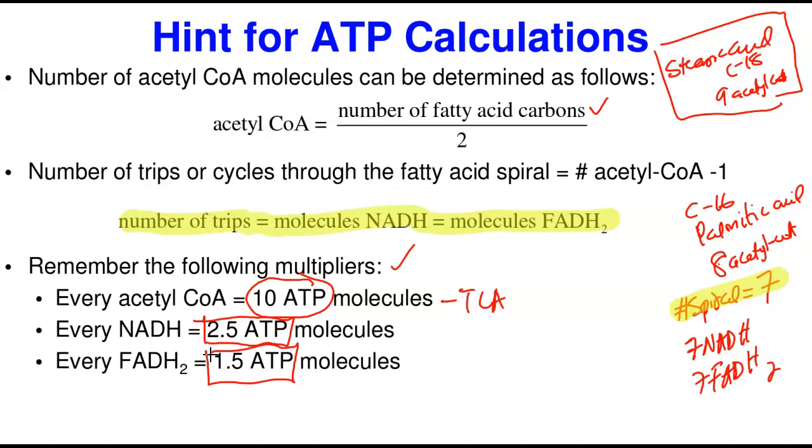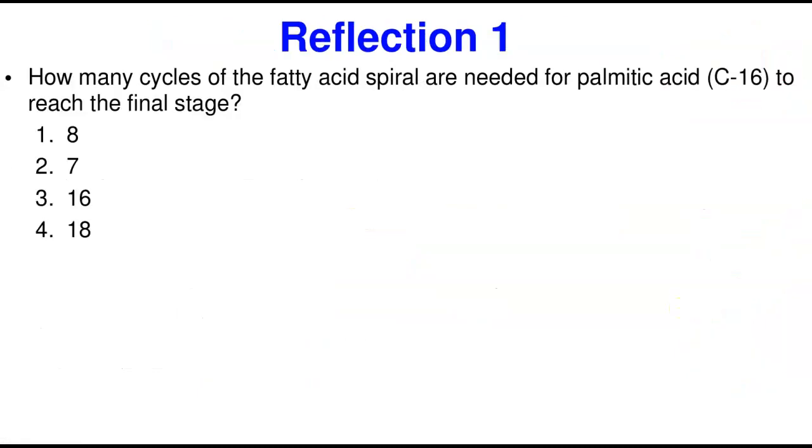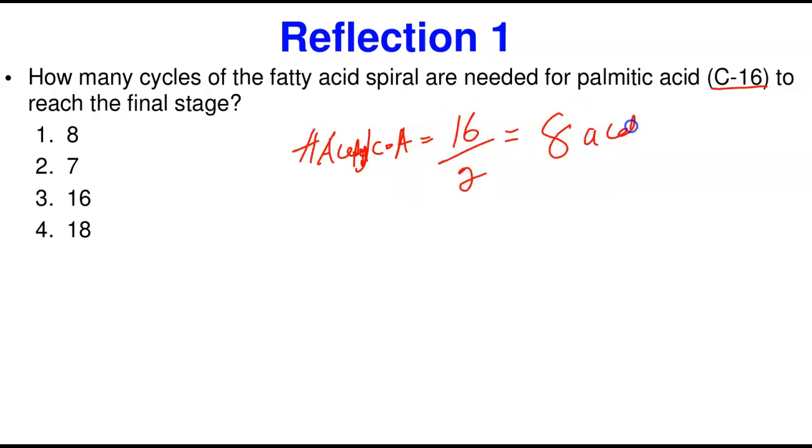Having established these numbers, we're now going to go into the calculation. But before we do that, let's start from this prep. How many cycles of fatty acid spiral are needed for palmitic acid? Palmitic acid is C16. The way we're going to do it, for the number of carbon, we first of all get the number of acetyl-CoA. 16 carbon divided by 2 will give us what? 8 acetyl-CoA. I did it already on the last page, but just in case you didn't get it well, 8 acetyl-CoA.